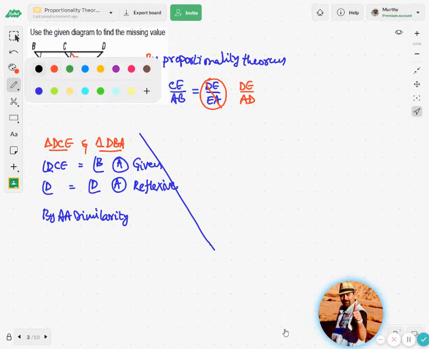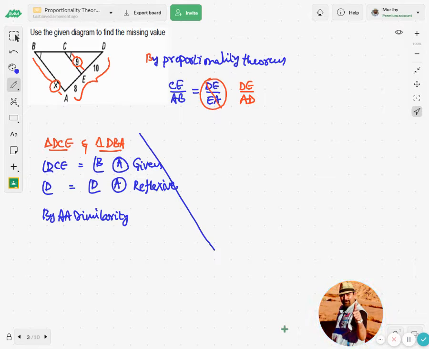So, what is the value of CE? It is 9 units. AB is x units. DE is 10 units. AD is the sum of these two values, which is 8 plus 10. Therefore, I get 9 over x equals 10 over 18. Now you go for cross multiplication, and I want you to compute this one on your own.